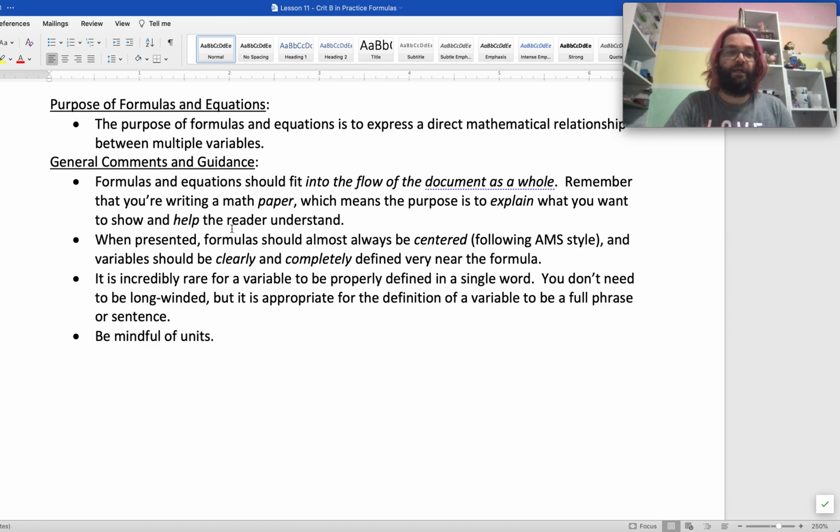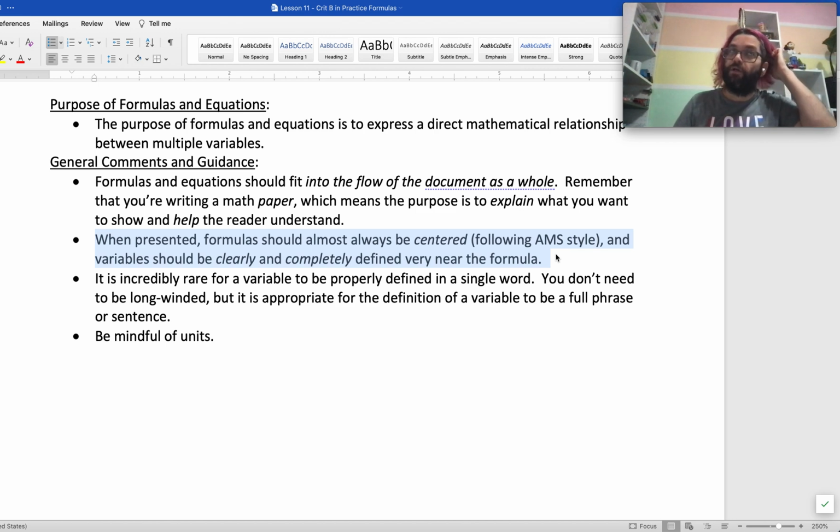So the first bit of guidance that I have is to remember that formulas and equations should really fit into the flow of the document. You're writing a math paper, you're writing a math exploration. So your purpose in the document is to explain what you want to show and help the reader to understand it. Equations and formulas might be a part of that explanation, but ultimately you're doing an explanation, not just showing off a bunch of formulas. When presented, formulas should pretty much always be centered, in the middle of the text, and any variables you have should be clearly and completely defined very near the formula.